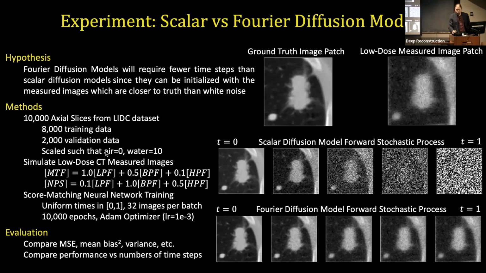Again, I don't need to go into the details here. We can talk about it more if you want, but here's some details on how we do get our data. It's from the LADC data set, some of the training numbers. More importantly, in the evaluation, I want to look at a comparison between these methods of the mean squared error, the mean squared bias, and variance. And the other thing I'd like to look at specifically is the performance versus the number of time steps. While these diffusion models are really powerful, one of the drawbacks is if you need many time steps to apply them, they're computationally complex.